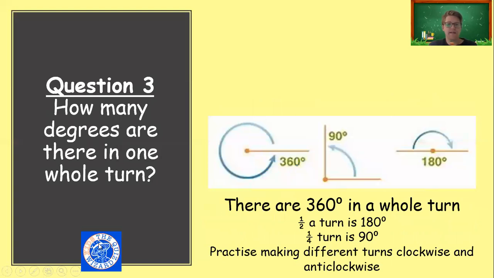How many degrees are there in a whole turn? There are 360 degrees in a whole turn, which you can see here on the first diagram. The one on the far right shows you that there are 180 degrees in a half turn, and there are 90 degrees in a quarter turn. So what you could do is, with someone at home, you could stand up and practice doing different types of turn, clockwise or anti-clockwise.